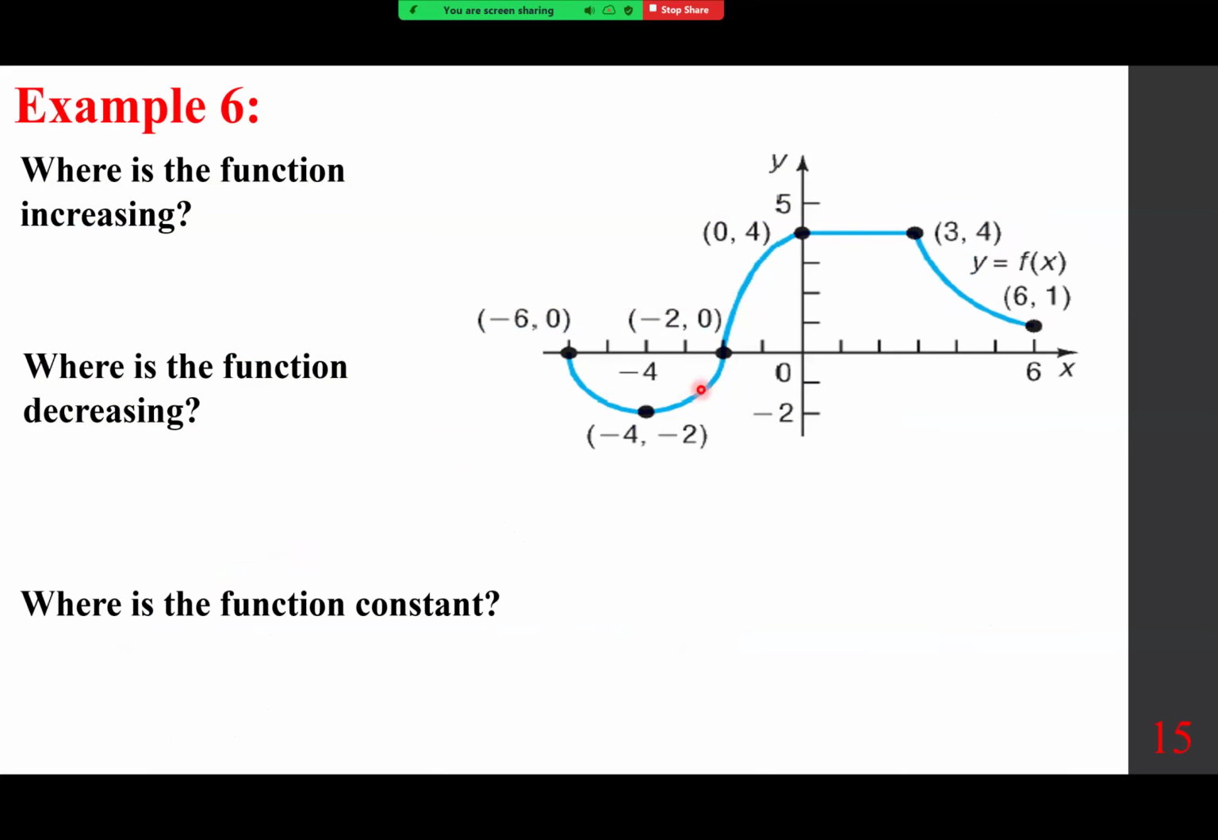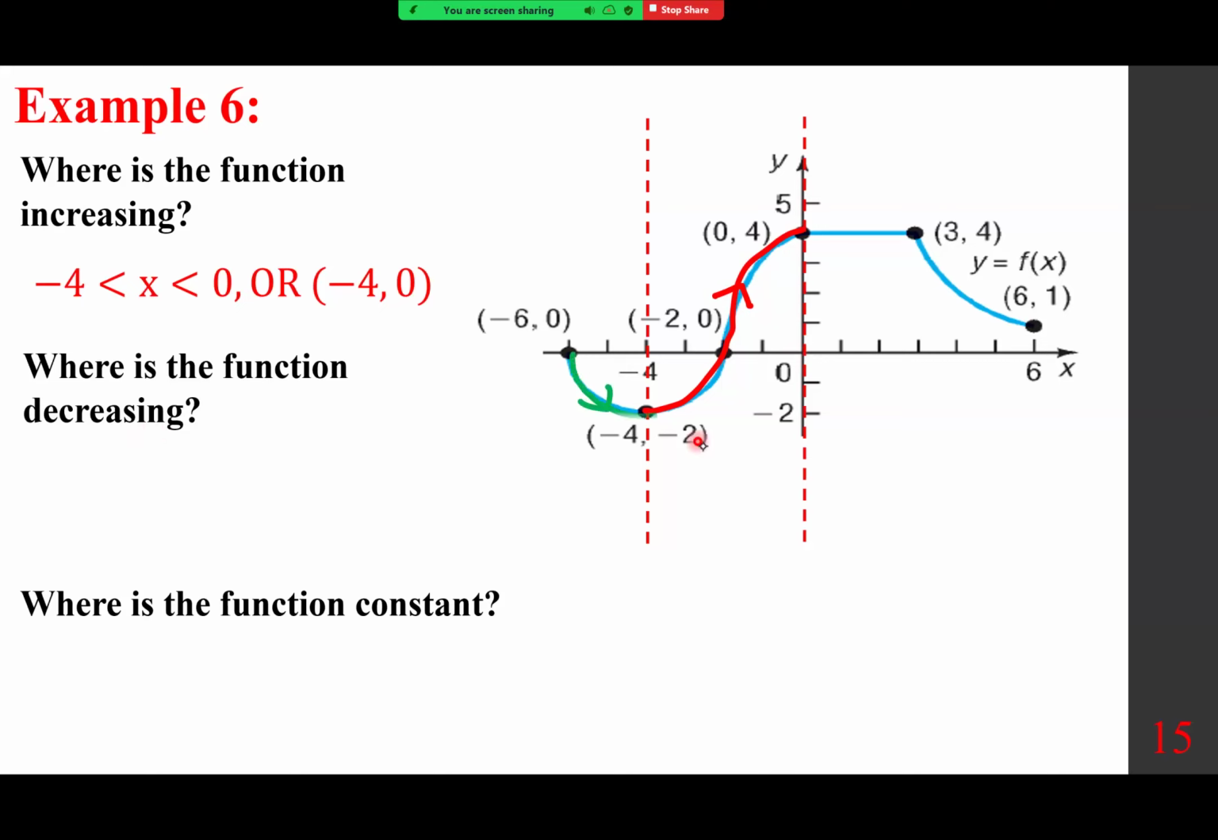Having said that, given this graph, where is the function increasing, decreasing, constant? Clearly you can see it's increasing here. Again, in your mind, you can even imagine it's a line with a positive slope. So it's from here to here, from -4 to 0. We don't include the endpoints, okay? It's an open interval.